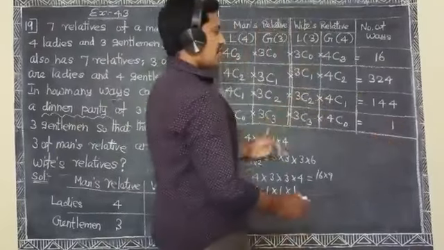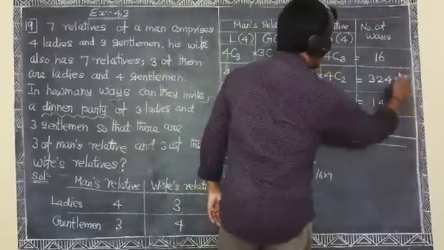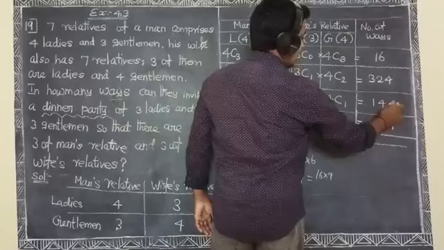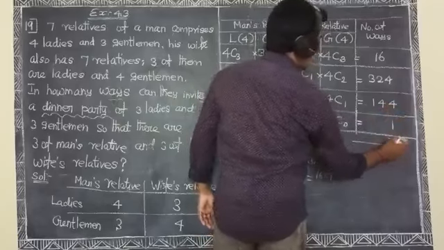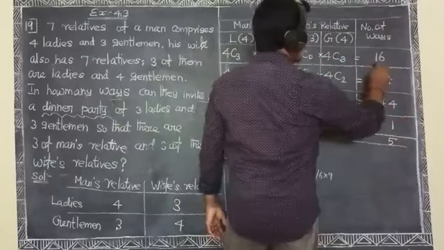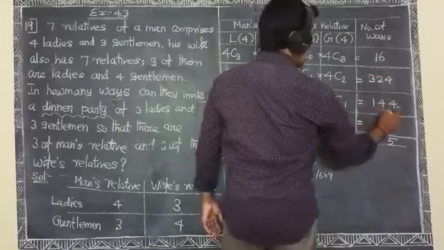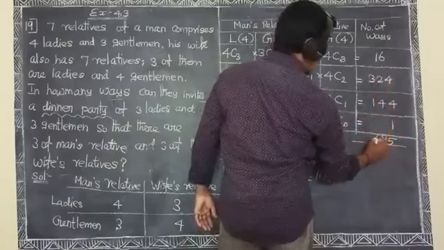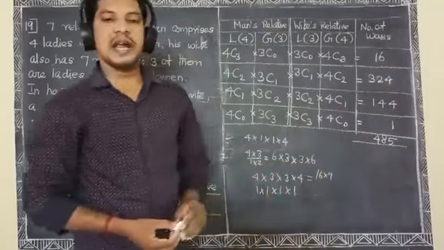Then the total number of ways is the sum of all cases: 16 plus 324 plus 144 plus 1. Totally 485 ways.